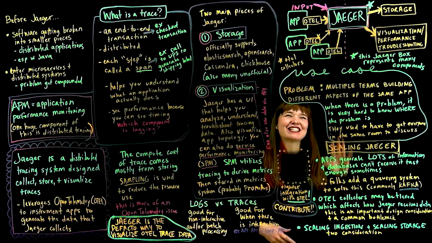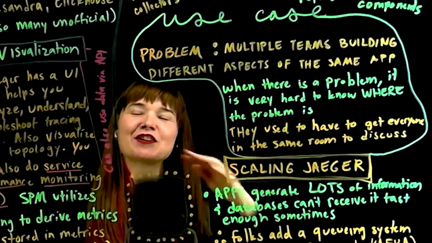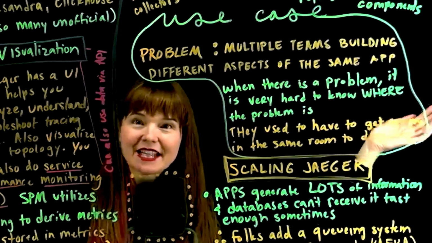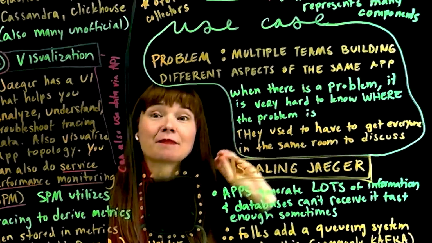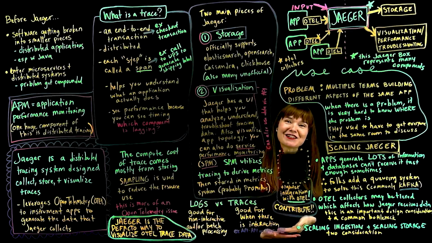Sure. So Jaeger was created to help teams understand complex microservices architectures. So I'm just going to jump over to this part of the board where we talked about a use case to really give color to the problem. So you told me the problem is like multiple teams are building different aspects of the same application. And when there's a problem, it's really hard to know where that problem was. So what did you say they did before distributed tracing?